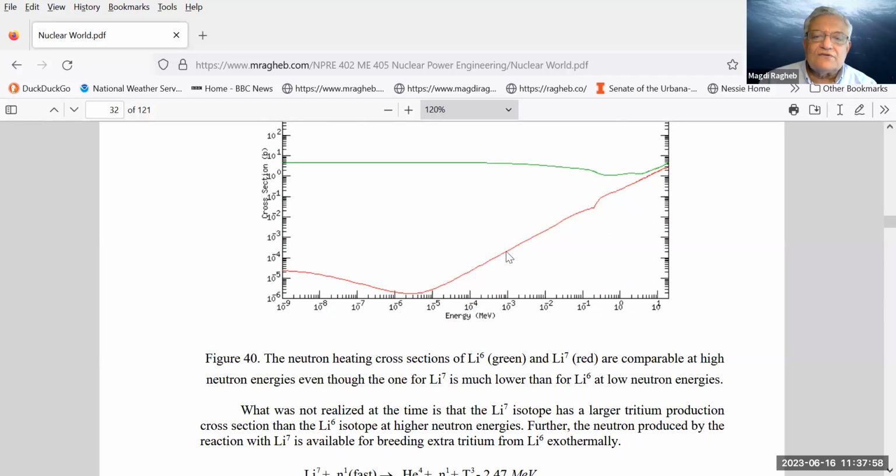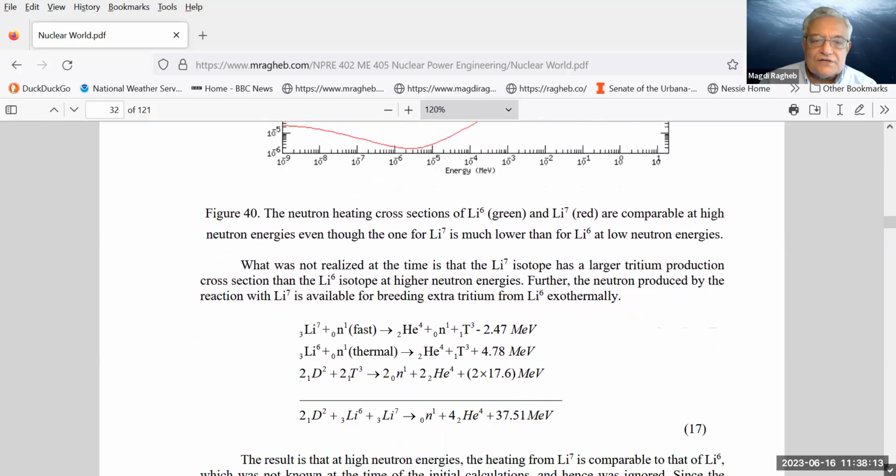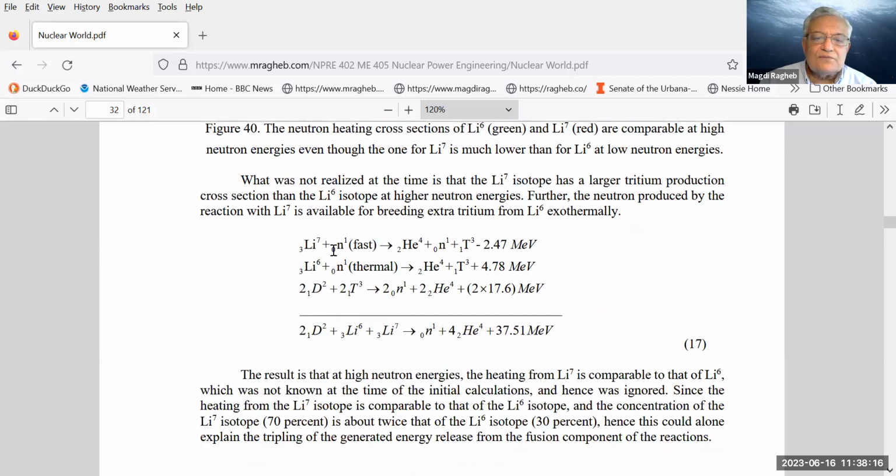So you'll find that this is the cross-section, the probability of interaction, with the lithium-6 isotope, and this is the one with the lithium-7 isotope. So if you have neutrons of high energy, you are also producing tritium from lithium-7. And in that case, the reaction happens with lithium-7. So if we take the lithium-7 isotope, the lithium-6 isotope, and 2 deuterons, you'll find in that case that deuterium plus lithium-6 plus lithium-7 gives us 4 helium-4 nuclei and a neutron.